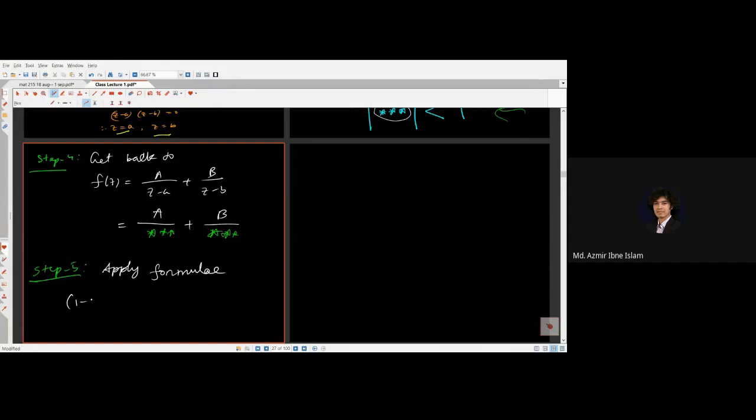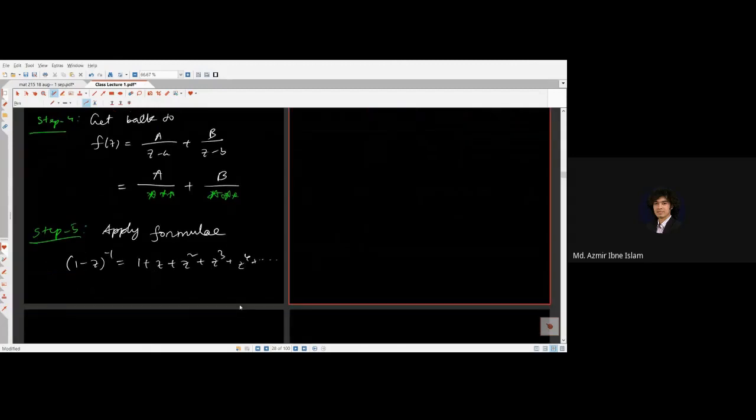Let's say 1 negative z to the power minus 1 is equal to 1 plus z plus z squared plus z cubed plus z to the power 4. I have already this one previously, and we have another, let's say 1 positive z to the power negative 1 equal to 1 negative z plus z squared negative z cubed plus z to the power 4 negative. Still I am in the theoretical part.